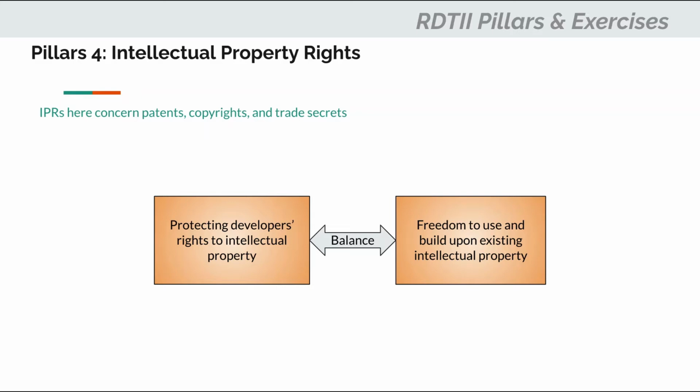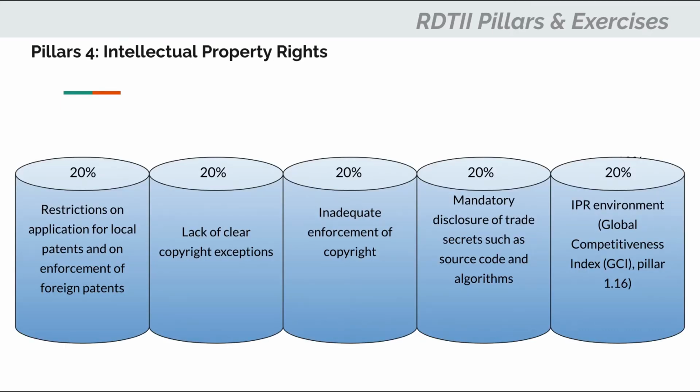Generally, sound policies regarding IPRs find a proper balance between the interests of protecting individual rights to intellectual property and fostering the freedom to build upon the existing intellectual property. On the other hand, imbalance in IP policies tends to restrict digital trade because it contributes to an uncertain and unfavorable regulatory environment. The pillar comprises the following subpillars.